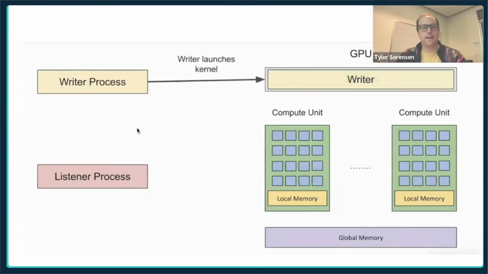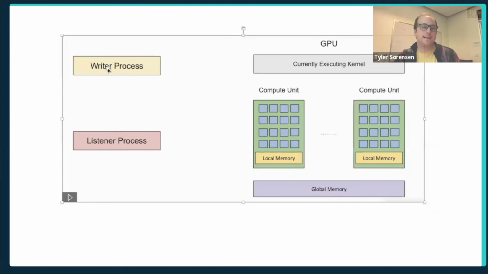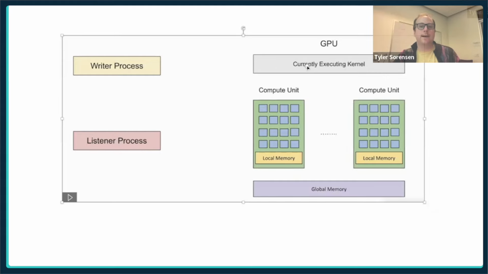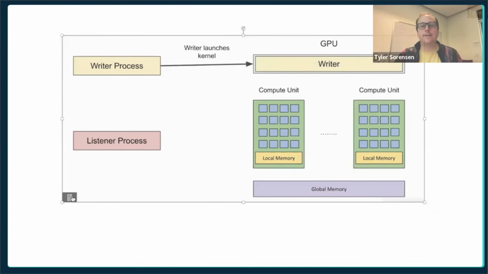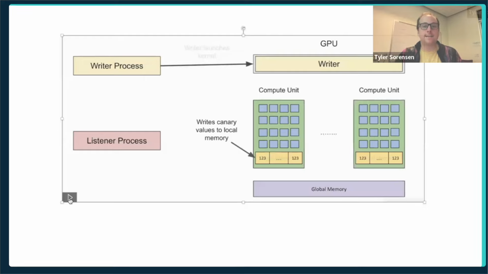Let's see, I'm actually going to exit here so that I can control this a little bit better. So we have two processes. We have the yellow one and the red one. The yellow one's going to write. And the GPU can only execute one kernel at a time. So what's going to happen is the writer process is going to launch its kernel. It's going to get on the GPU. The writer is going to write some canary values. Let's say 1, 2, 3. Let's say that's your favorite number. So it's going to basically have all of its threads write 1, 2, 3 to local memory.